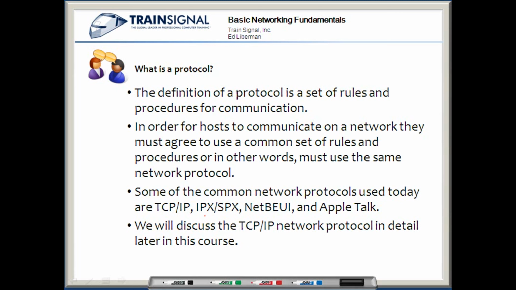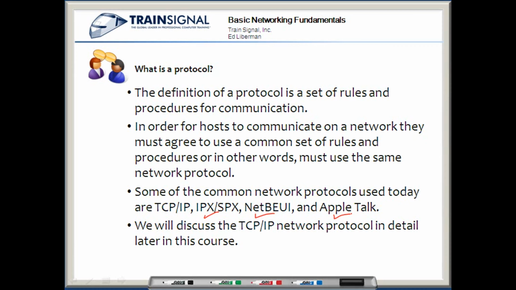So IPX/SPX was created by Novell, NetBEUI was created by Microsoft, and AppleTalk, well, you can probably guess who that was created by. It's right in the name. And in order to use those protocols, you would actually have to pay a fee or pay royalties to those individual companies to utilize those protocols.